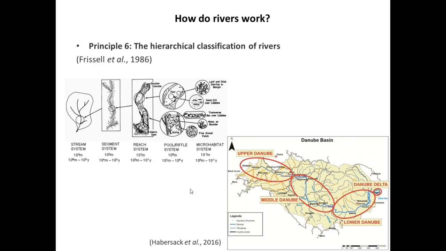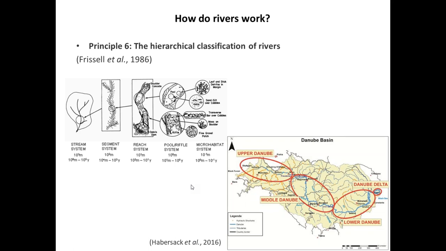Principle six is a bit more abstract, and it's called the hierarchical classification of rivers. This was devised and studied by Frissell almost 30 years ago, and he showed clearly how systems are constructed at different hierarchical scales, from the stream system to the sediment, reach, mesohabitats, pool-riffle system, to the microhabitat system. Each of those has different dynamics within those scales, but they are totally interconnected.